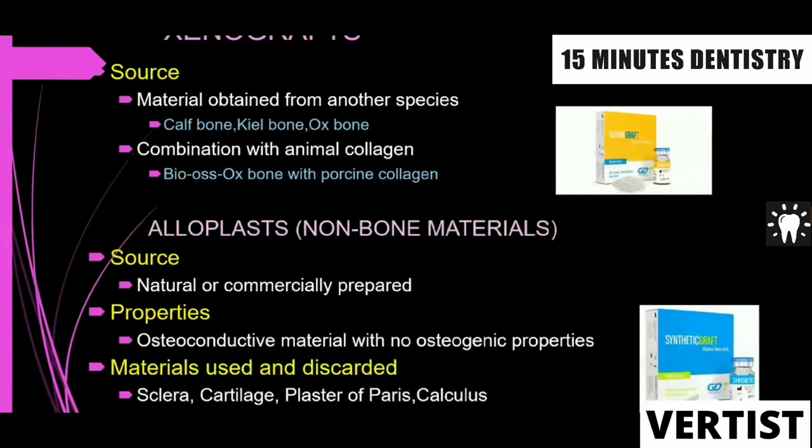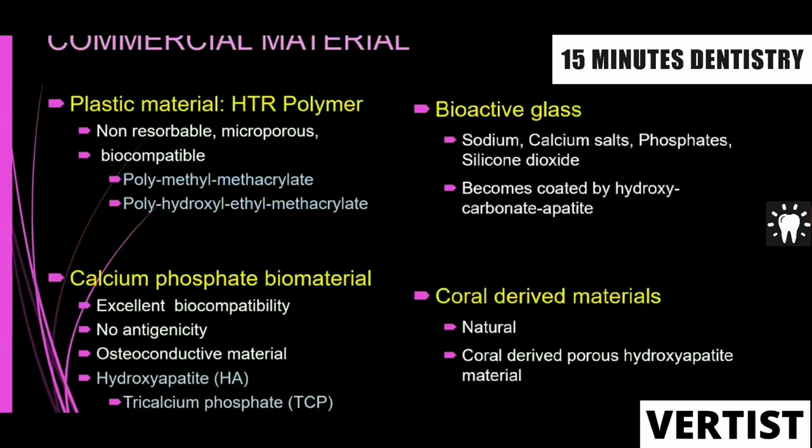Xenografts are materials obtained from another species, so from animal origin basically, from calf bone, keel bone or ox bone. And alloplasts are non-bone graft materials. The source can be natural and commercial. They have an osteoconductive property, and certain materials like sclera, cartilage and plaster of Paris have been used and discarded, but yes, there are some new synthetic materials available in the market. So these are the commercially available materials.